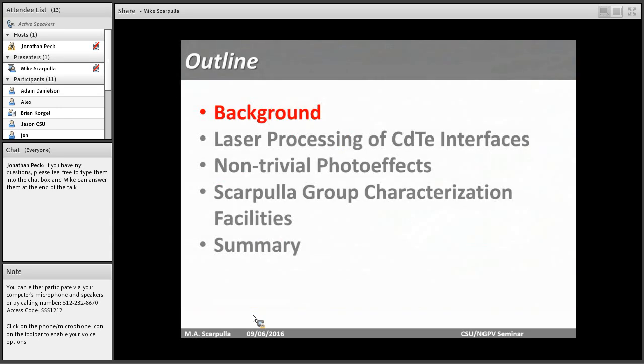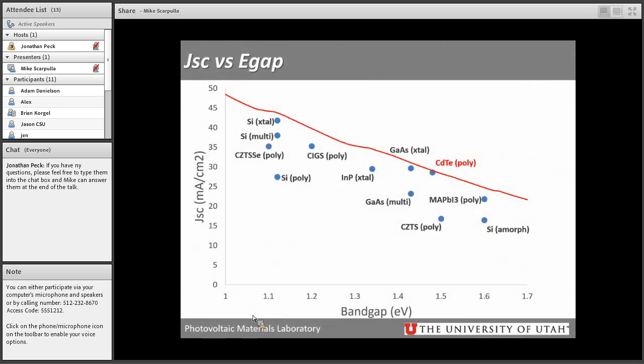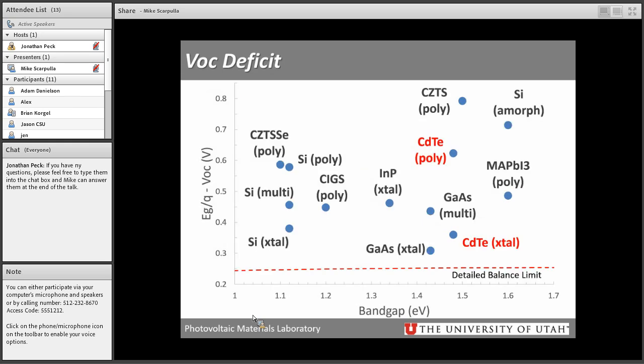So cadmium telluride has been very successful in terms of having very near to ideal current collection, but in the open circuit voltage, CdTe is well behind where we'd like it to be. This plot shows CdTe in comparison with other thin film technologies, and we can see that there's a very large voltage deficit that we'd like to solve.